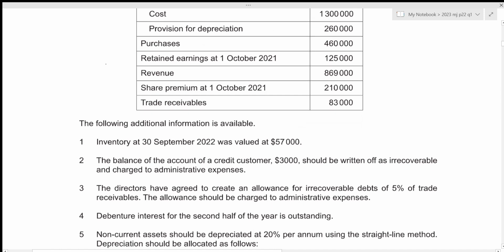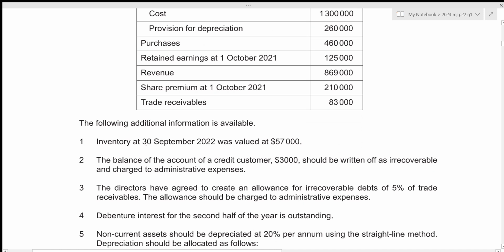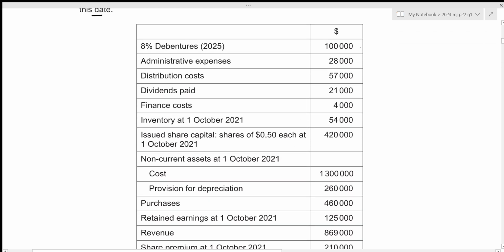Let's move towards the additional information. So we're given inventory at 30 September 2022. This is basically our closing inventory and it was valued at 57,000. The balance of the account of a credit customer, 3,000, should be written off as irrecoverable debts and charged to administrative expenses. So let's just add this amount of 3,000 to our administrative expenses. It's given right here. So that's going to be plus 3,000.